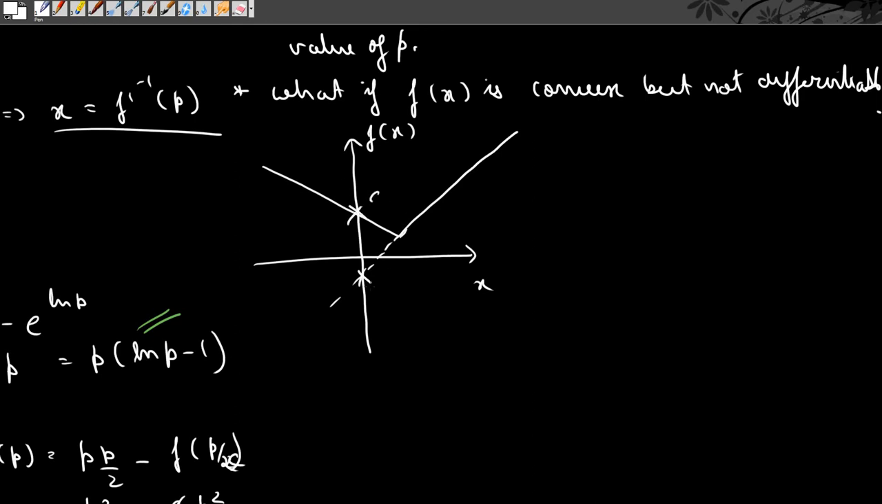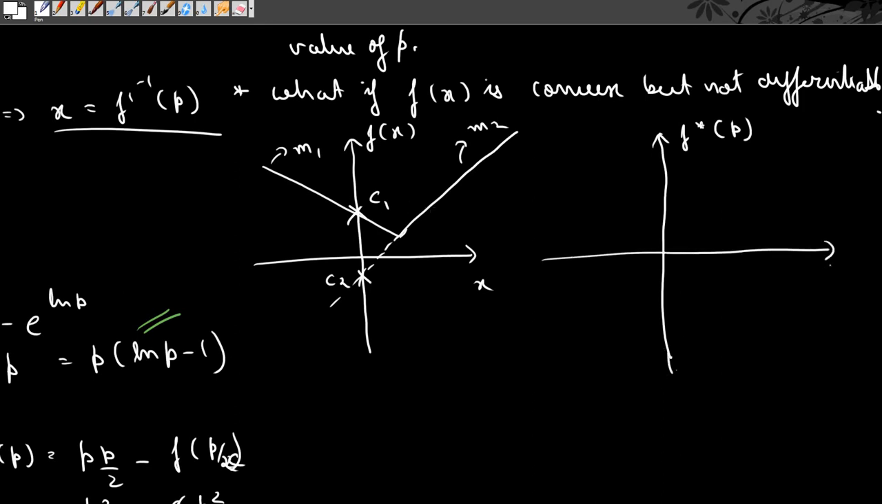Okay, so if I extend this, it will intersect here, and this is intersecting here. Let's call this c1 and let's call this c2, and let the slope of this line be m1 and slope of this line be m2. Then our Legendre transform f star of p, what will this look like? So clearly here, for all the x ranging from minus infinity up till this point, say x naught, and for all the x going from x naught to higher up, we see that the slope is constant, which means f dash of x is constant, which implies f double dash of x is 0 at all points except x naught.